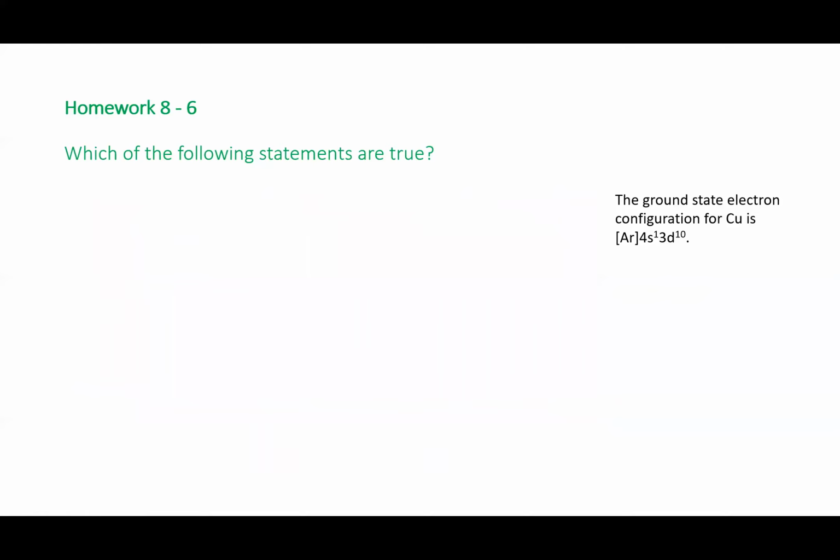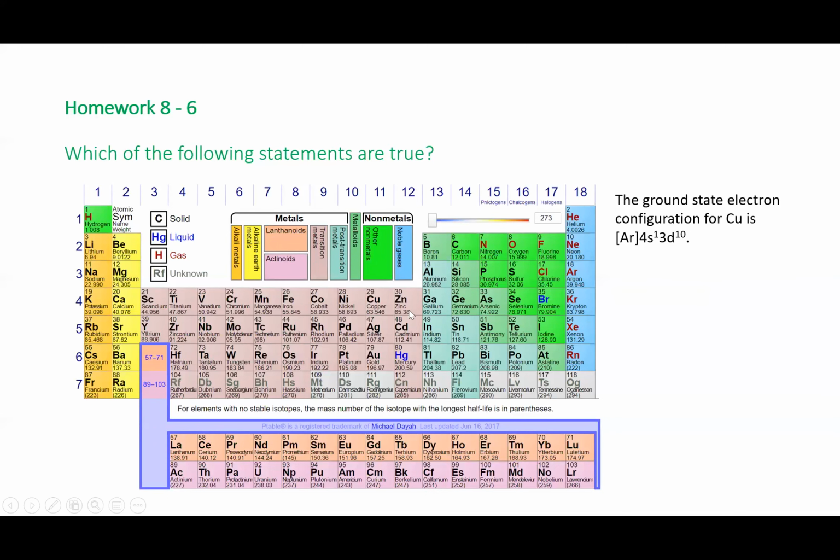Next, we have the ground state electron configuration for copper is argon 4s1 3d10. So remember, copper has one of those weirder configurations where it is one of the exceptions to the electron configuration rules. So taking a look at the periodic table, we're here. Yes, argon is our noble gas shorthand. We have 4s2, and then 1, 2, 3, 4, 5, 6, 7, 8, 9 electrons in order to get to copper.